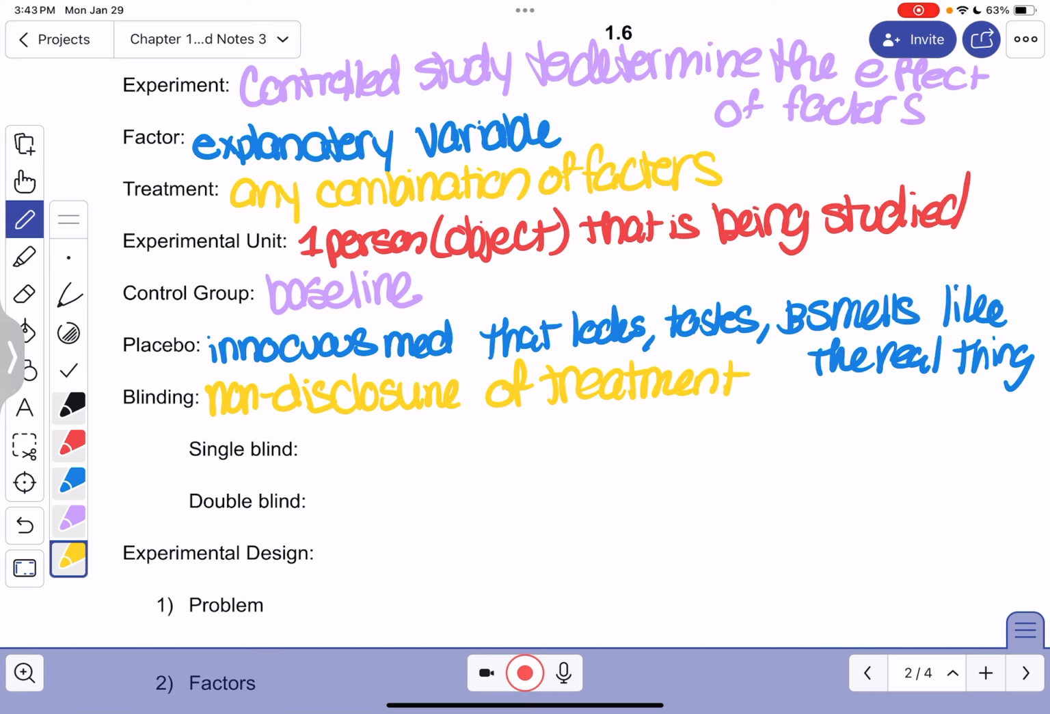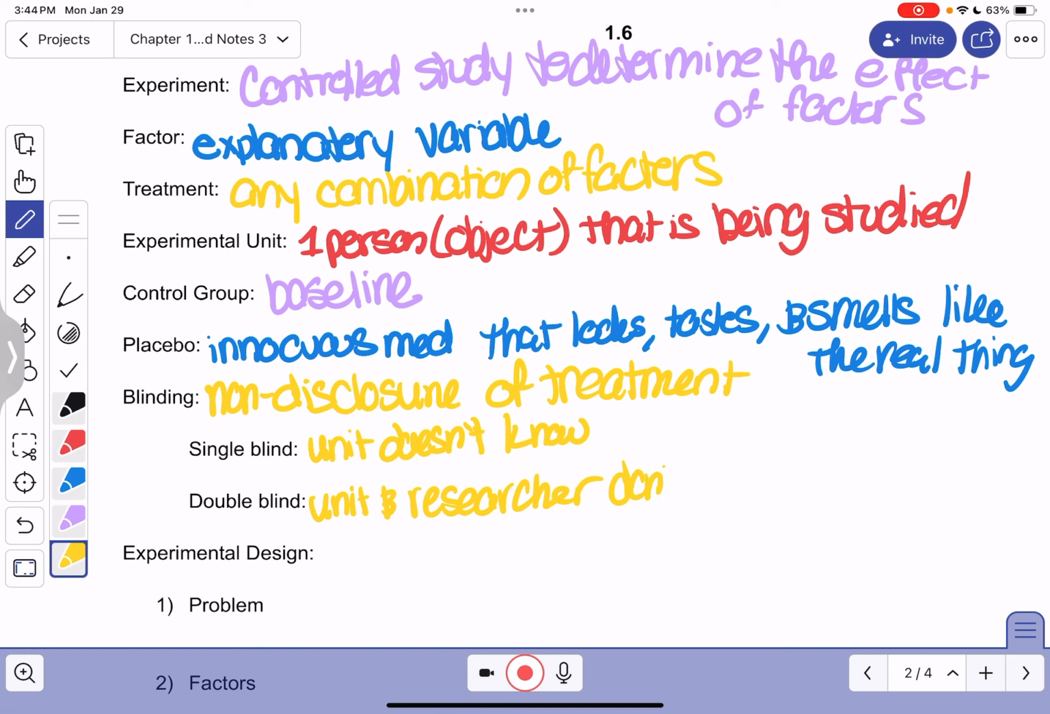So a single blind is when the unit doesn't know. So the person getting the medicine doesn't know if they're getting the new treatment, the old treatment, the placebo, the double dose. They don't know that. In a double blind, the unit and the researcher don't know.